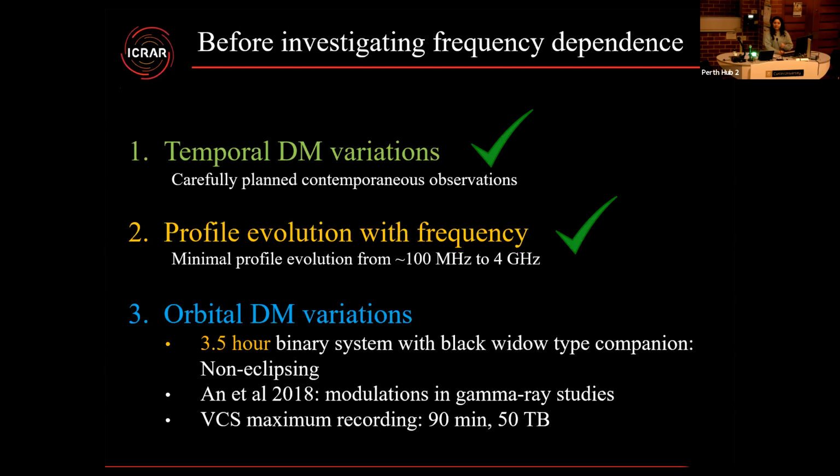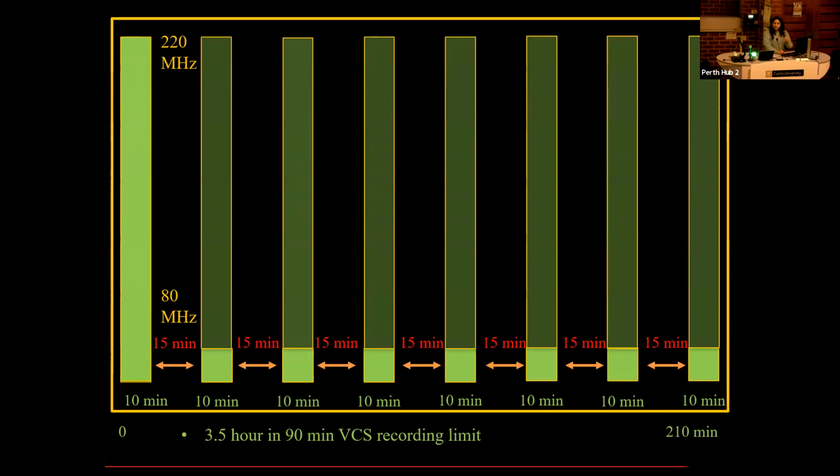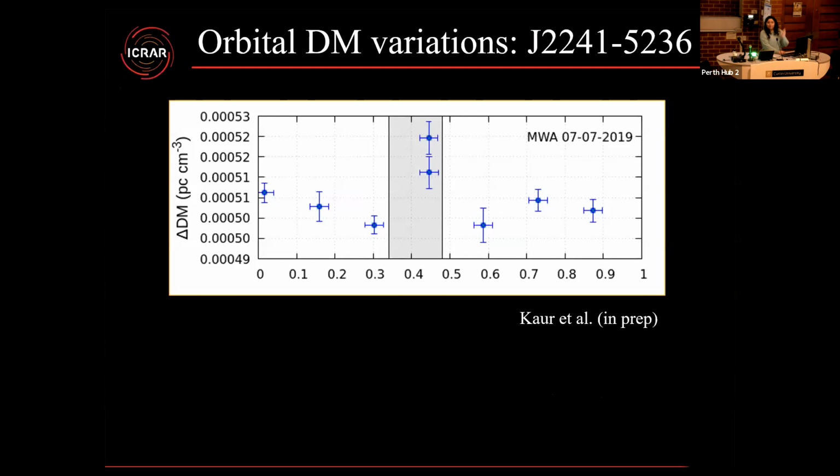But we have one limitation. The MWA VCS can only record for 90 minutes, and this pulsar is in a 3.5-hour orbit. So how did we cover the full orbit? We split the 90-minute recording time into 10-minute observing chunks, in order to cover the full range from 0 to 3.5 hours. And we used the picket fence mode in order to cover larger frequencies, so that we can measure the DM with high precision. It was a complicated process, but I will just show you the results.